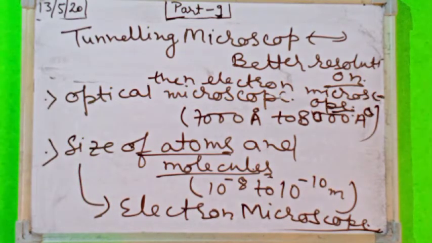So that's all for today, students, and tomorrow we will discuss the indirect method for measuring the size of small objects, that is the oleic acid method, which is given in your NCERT. And after that we will discuss the further topics.